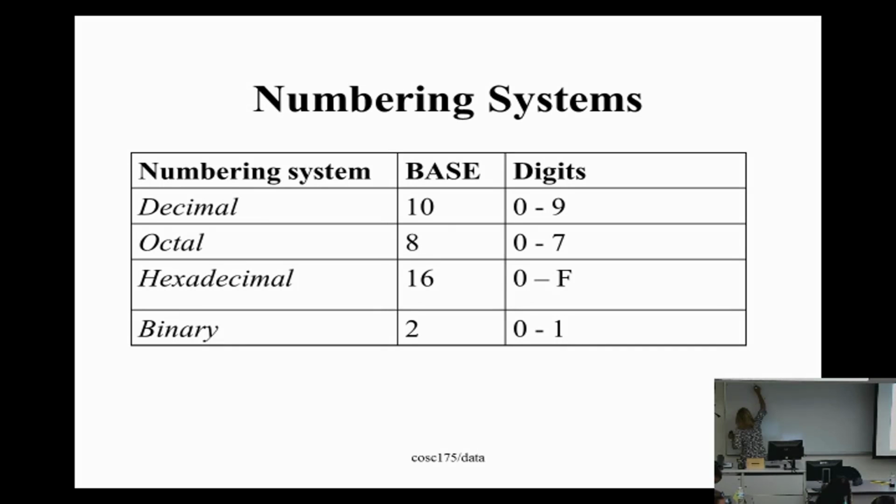Before we leave decimal, what are the possible digits in a decimal number? 0 through 9. So let's count in decimal. You ready? What comes after 9?